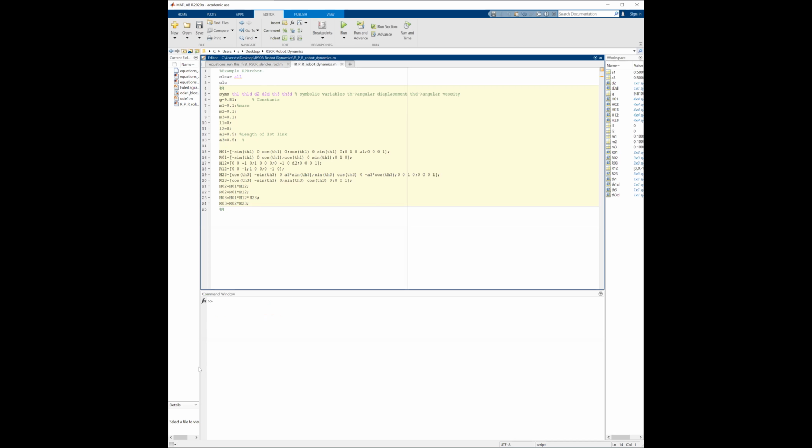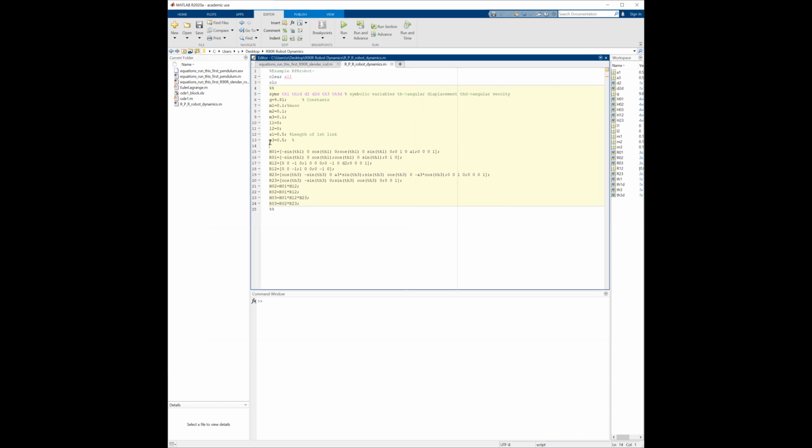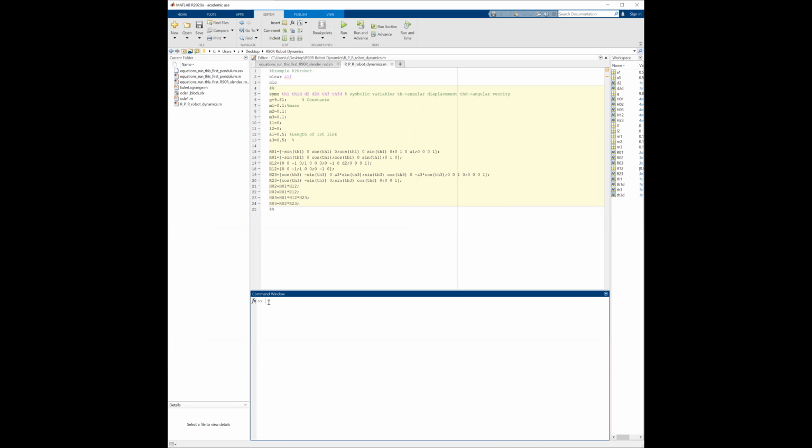And once you run this code, you should have H01, H02, H03. If you just type H01, H02, H03, you should have the positions. Now let's look at H01. This is PX1, this is PY1, and PZ1. PX1 is 0, PY1 is 0, PZ1 is 1/2.